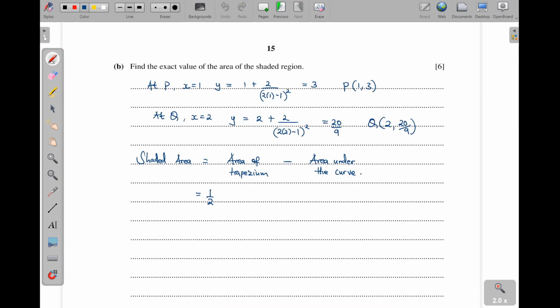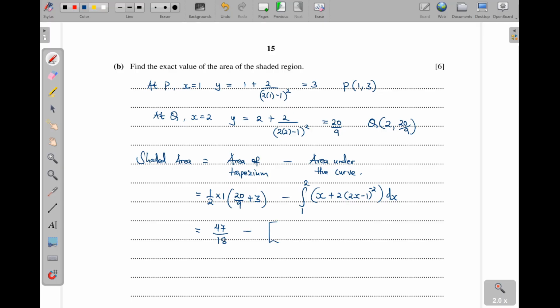Okay, so when we go back here, we shall say a half times 1, then into (20 over 9 plus 3), then minus the integral from the x coordinate of P, which is 1, to the x coordinate of Q, which is 2, of the equation of the curve, x plus 2 into (2x minus 1) to the power negative 2, dx. Now from here, we can have 9 times 3. What is 9 times 3? That is 27. 27 plus 20 gives us 47. So it is 47 over 9. Now 9 multiplies with the 2, and we get 18. So we shall have it all together as 47 over 18.